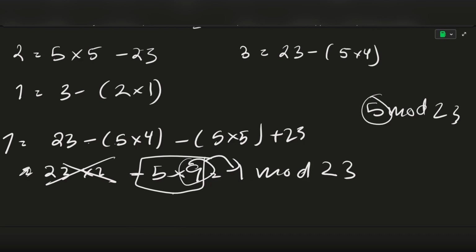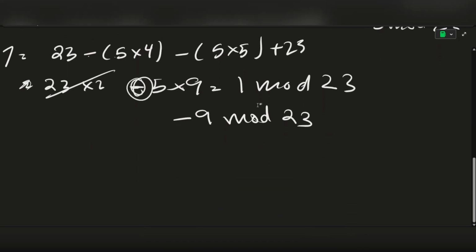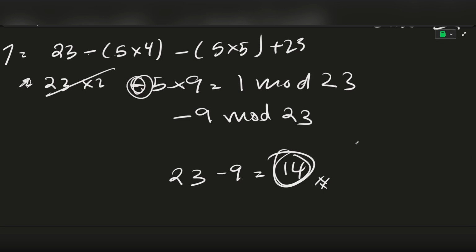We input it into here. But our 9 is negative, as we can see from the sign over here. So it's negative 9 mod 23. Of course, we cannot have negative. So in this case, what happens is 23 minus 9 is equal to 14. So this is our final answer. It's 14. 23 minus 9 equals 14. So 14 is the inverse of 5 mod 23. And that's how you solve it.